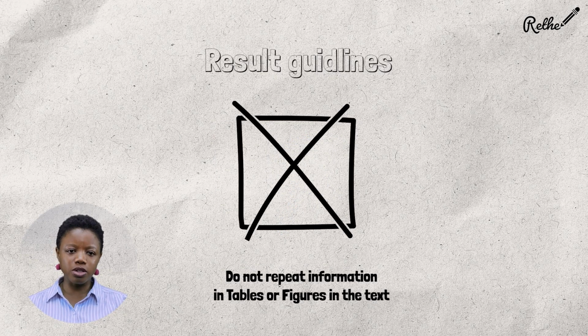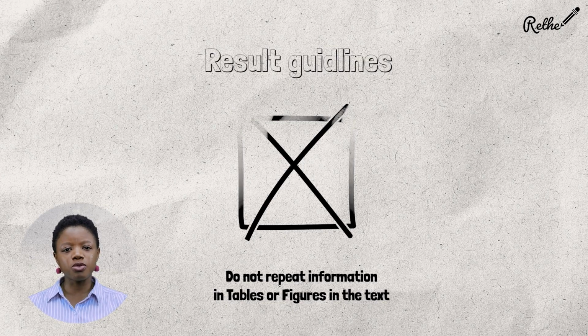Mention all the beautiful information that you have put in tables and figures, but do not repeat all the information. If you have a table with 12 rows and 4 columns, it would be ridiculous to repeat all the information captured in the table in the results section. Only highlight the most important details. Readers can refer to the tables for additional information.